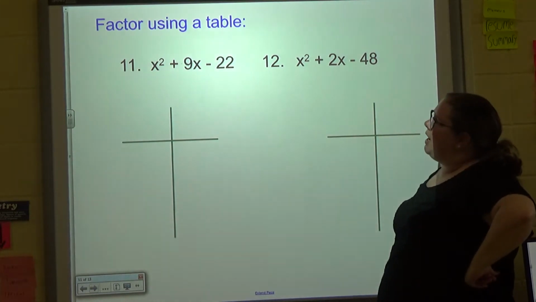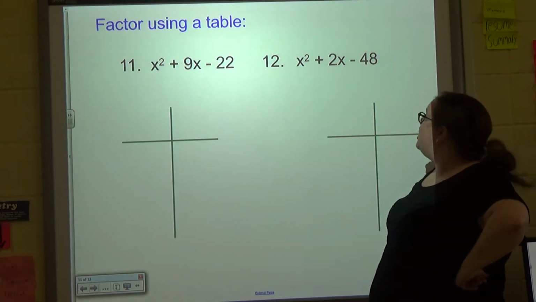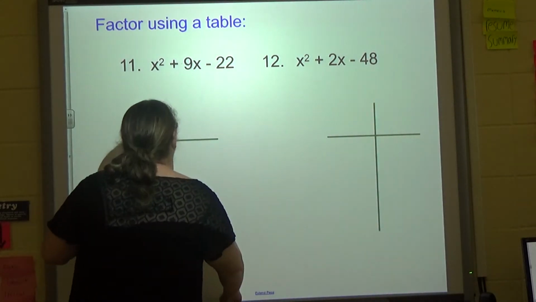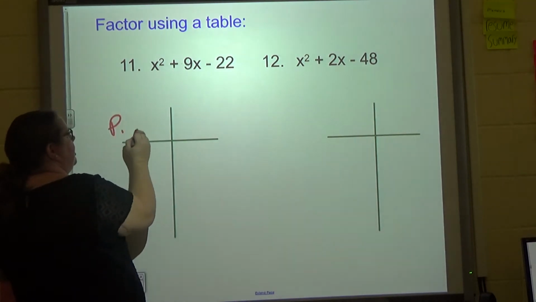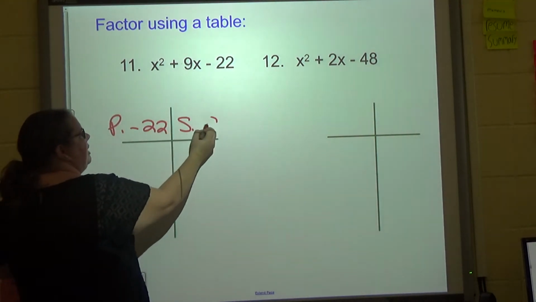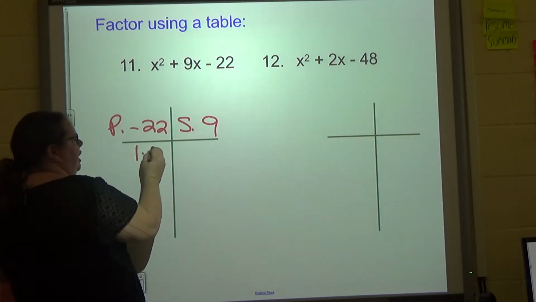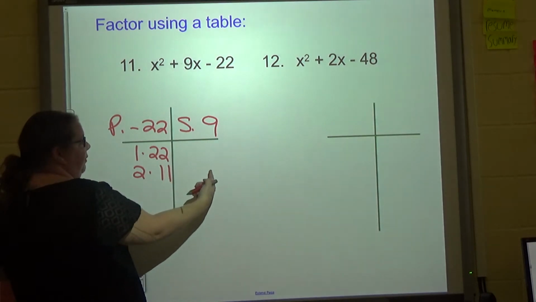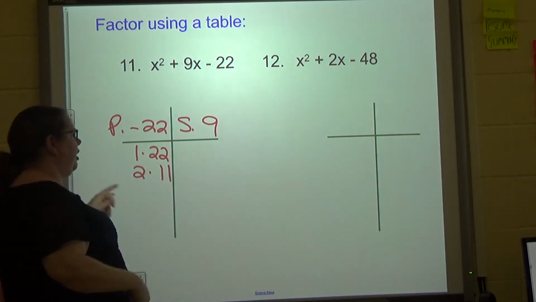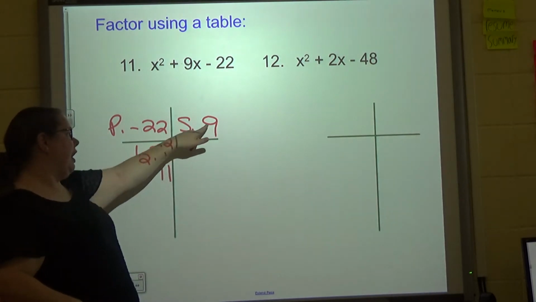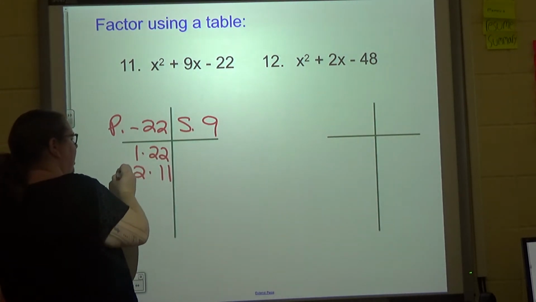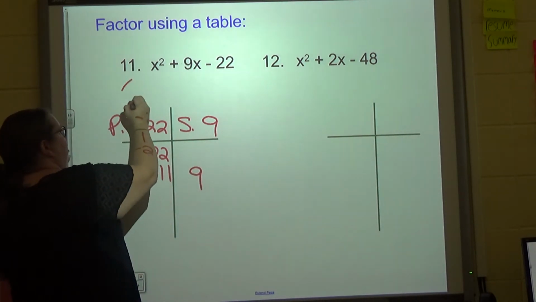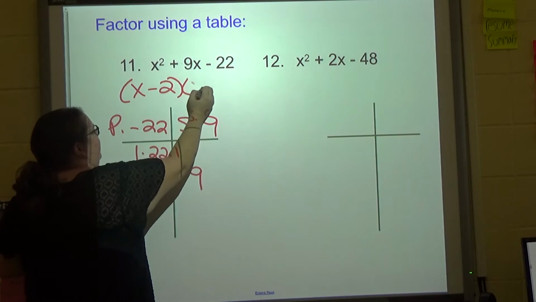x squared plus 9x minus 22. Pause the video, try these two on your own. I'm going to go a little faster. We've been doing this a while. So my product is negative 22. My sum is 9. 1 and 22. 2 and 11. So I need to go, this is my 9. So who's going to be negative though? Remember, the bigger number follows the negative. So I want this to be a positive 9. So the 2 has to be negative. So it's a positive 9, x minus 2, x plus 11.